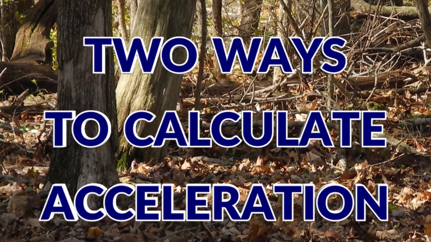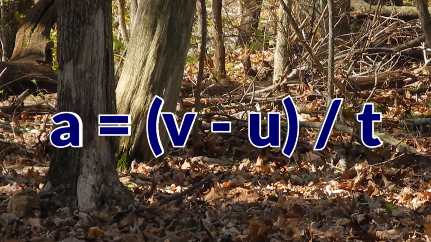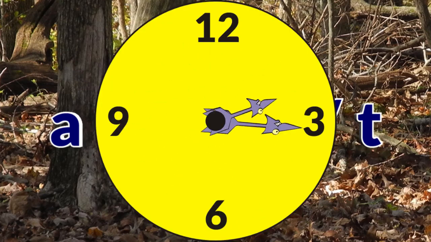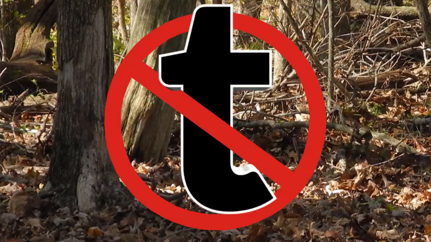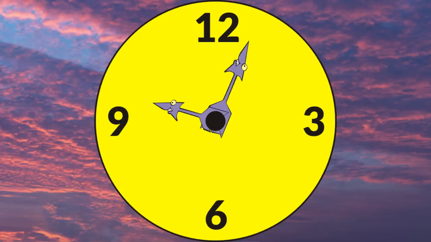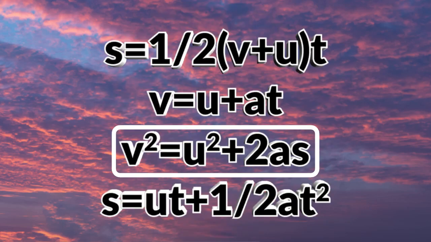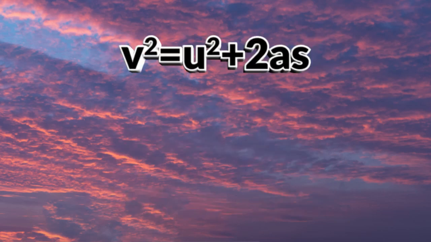There are two ways to calculate acceleration. One was mentioned before, and it requires time. The other does not. Since we don't know the time, we can either calculate the time first, which I'll do in a moment, or without knowing time, we can use the third equation from before: v squared equals u squared plus 2 times a times s, and with some simple algebra calculate acceleration.